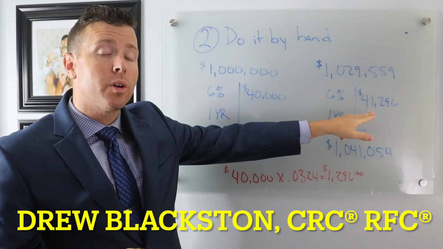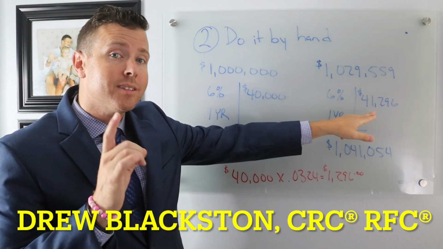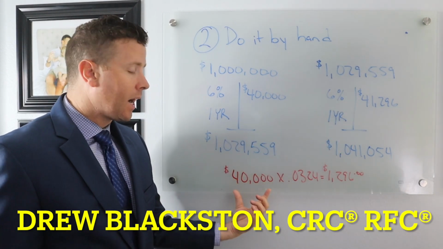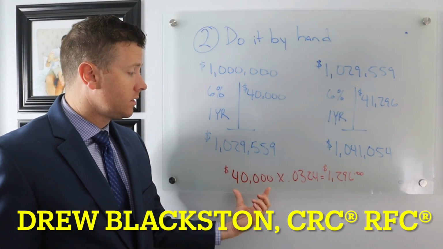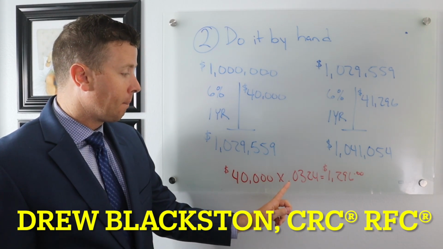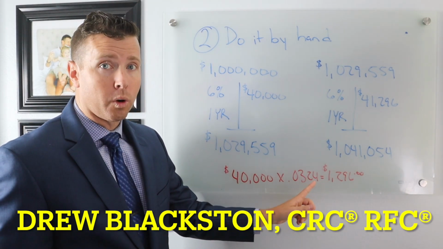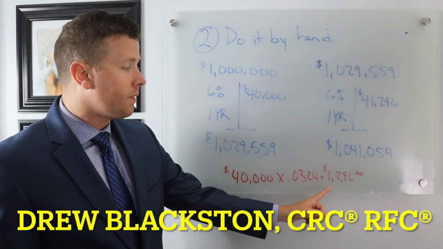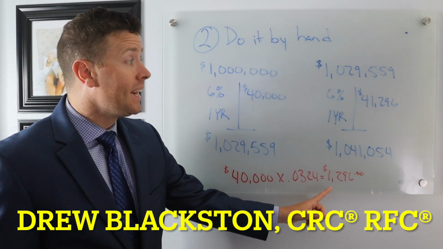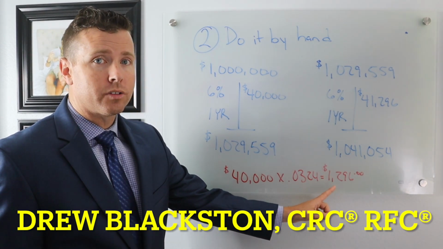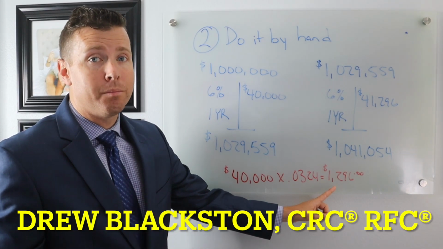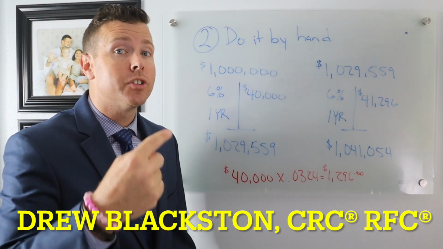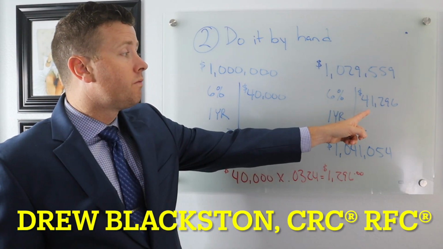Well, inflation's running at 3.24%. That's the 108-year average, 3.24%. So you take your retirement income need, which is $40,000. You multiply that by 0.0324, and that gives you $1,296, meaning your $40,000 has grown, your retirement income need is going to grow by $1,296 in year 2.